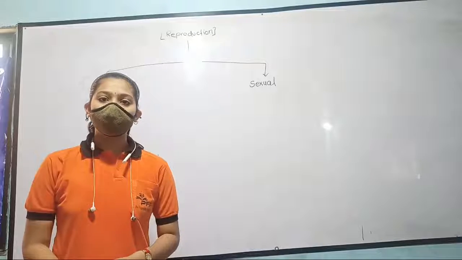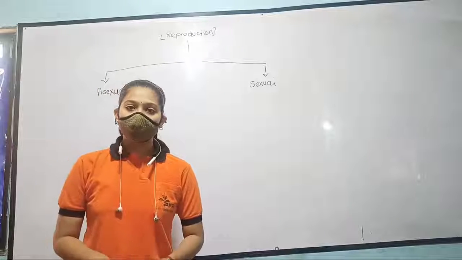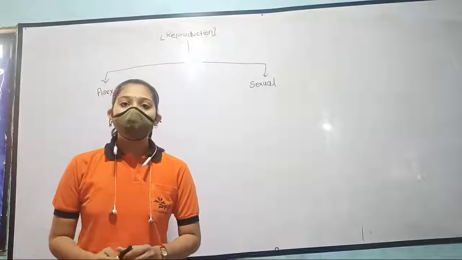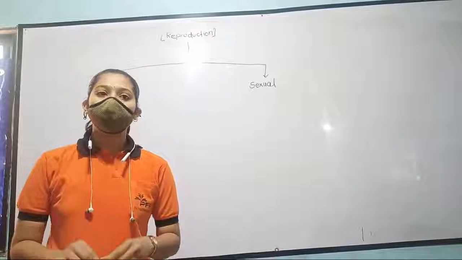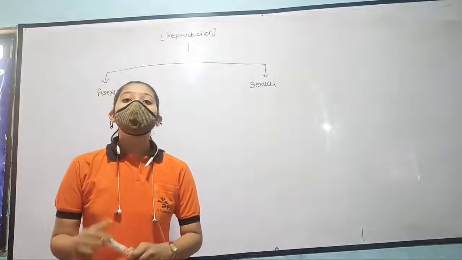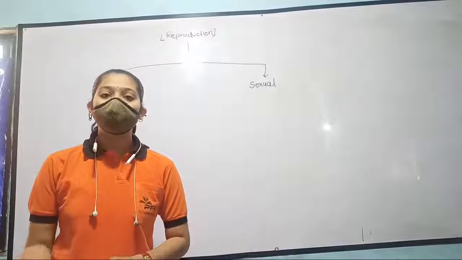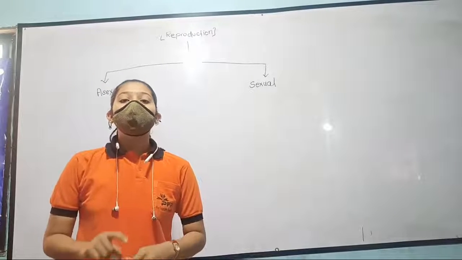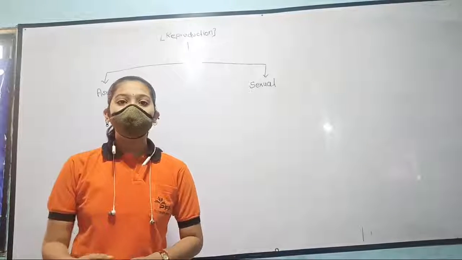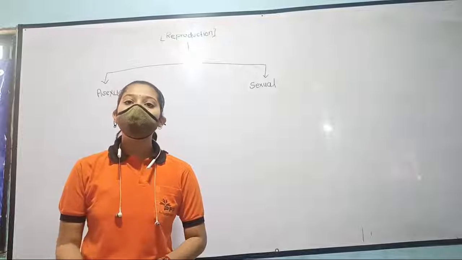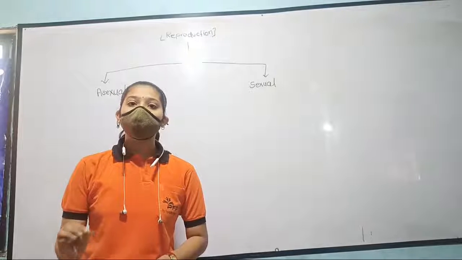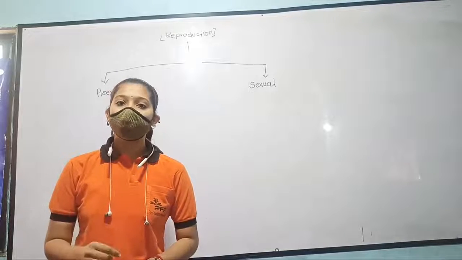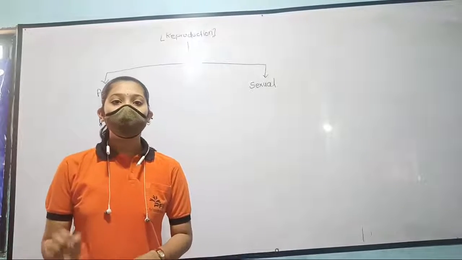There are two main types of reproduction. First is sexual reproduction and second is asexual reproduction. Then what is asexual reproduction? Asexual reproduction means only one parent is involved, and the offspring produced is genetically identical to that parent. The condition in which the genetic information is identical to that parent is called a clone.